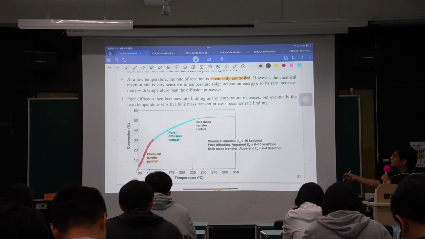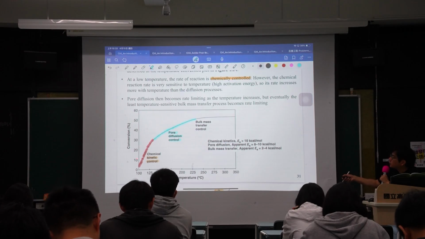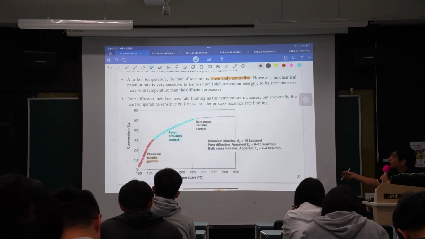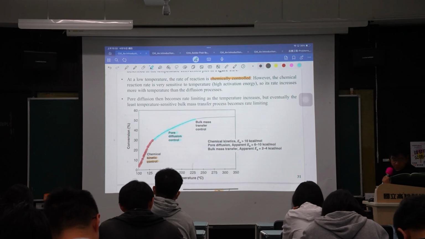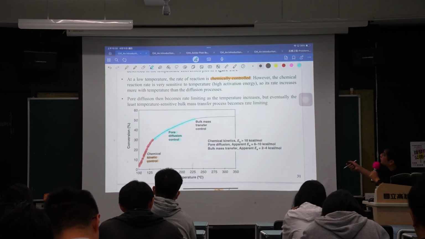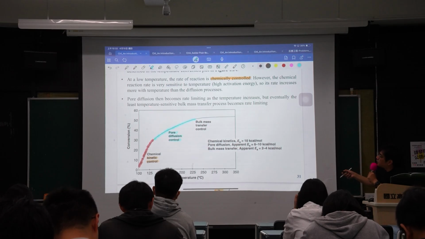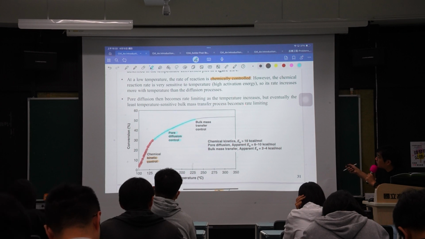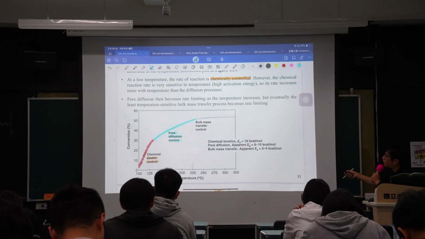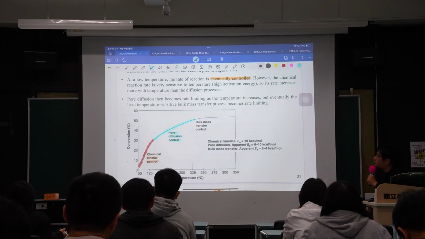You can observe there are two slopes here. This slope is higher than this one, so this one is more sensitive, the pore diffusion control. And then eventually the least temperature sensitive process, mass transfer, becomes dominant. If you increase the temperature higher, then this mass transfer is controlling.